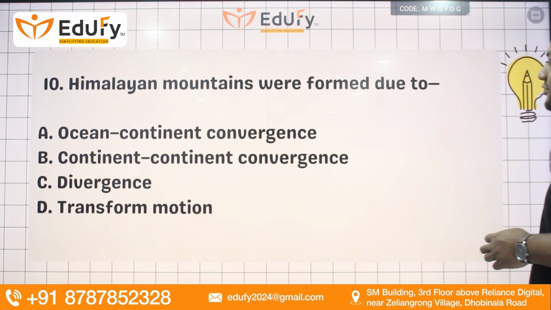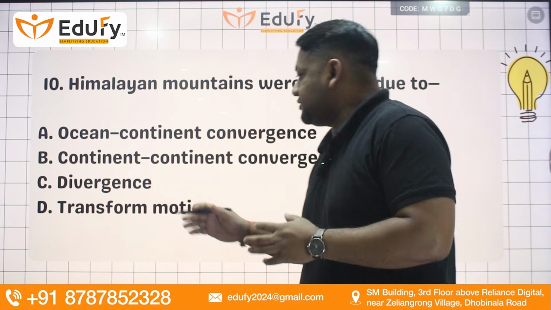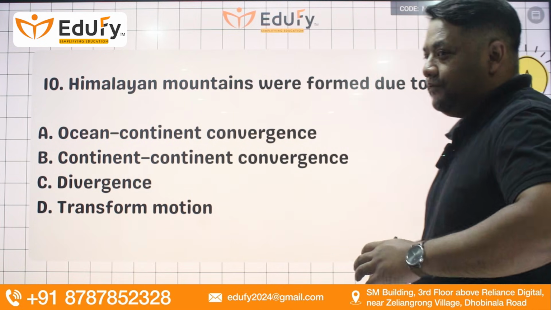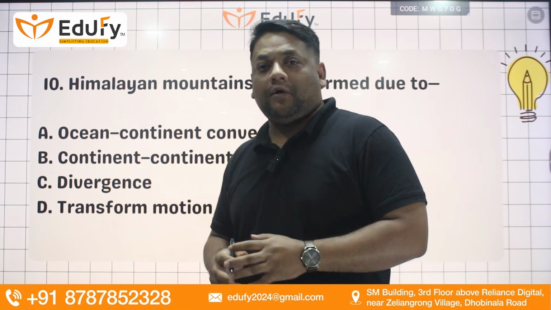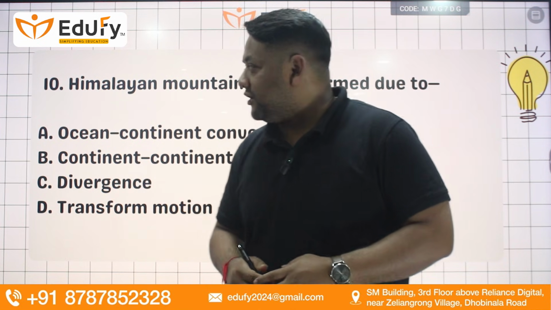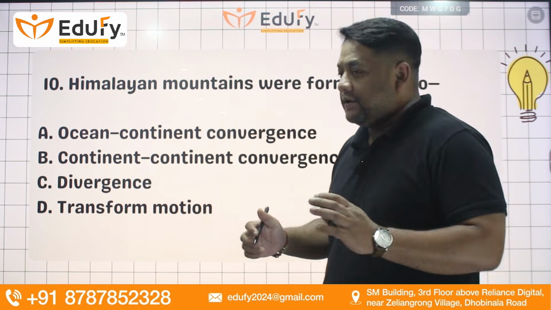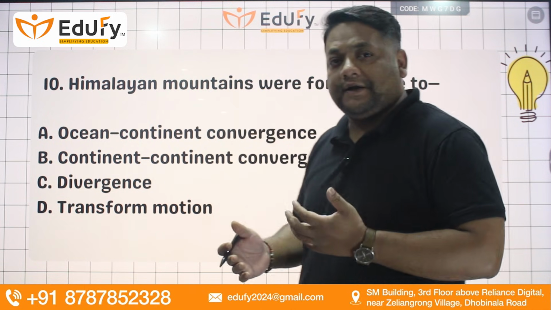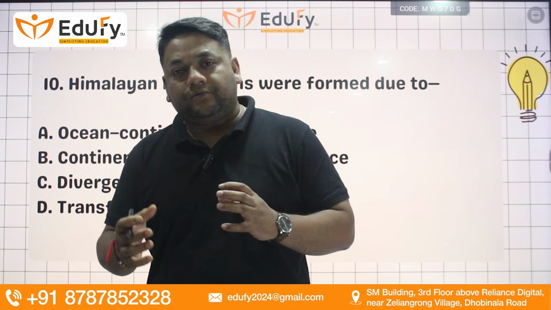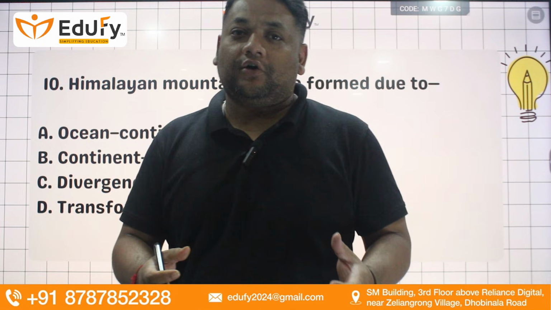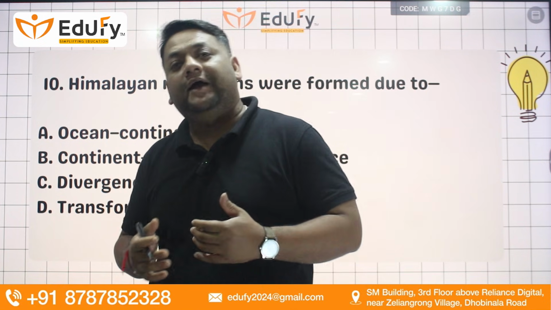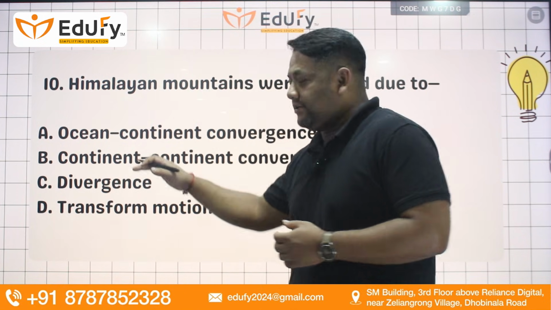Himalayan mountains were formed due to: ocean-continent convergence, continent-continent convergence, divergence, or transform motion. So we all know that the Himalayan mountains were born 65 million years back in the Cenozoic era, Tertiary period, Eocene epoch. But the continents that collided were the Indian subcontinent and the Eurasian continent. Both are part of continental plates. So technically two continental plates collided and formed the Himalayas. That means B is the right answer.